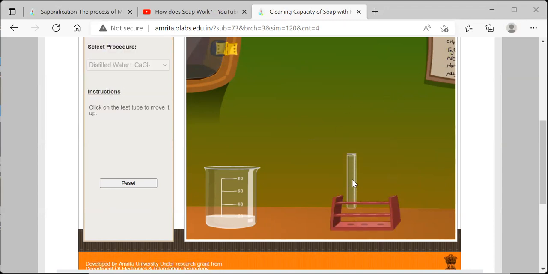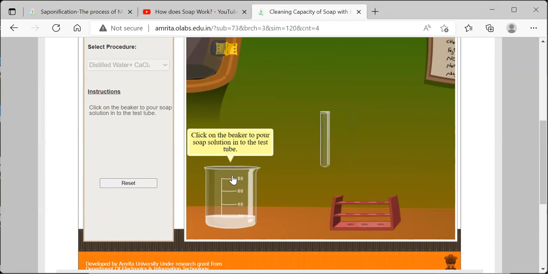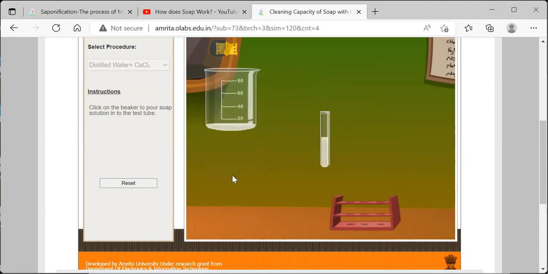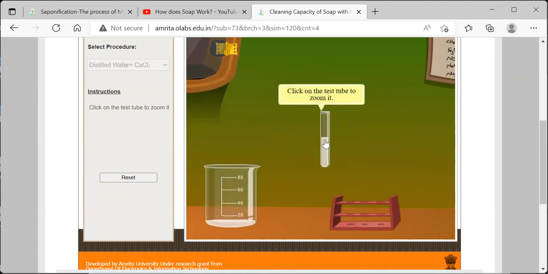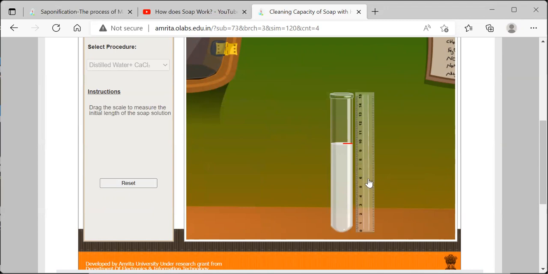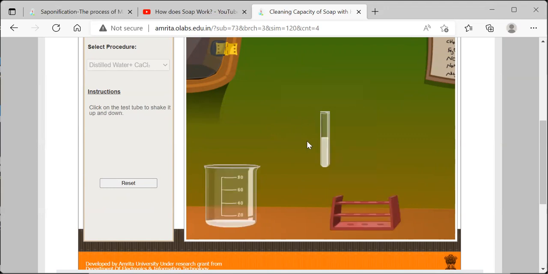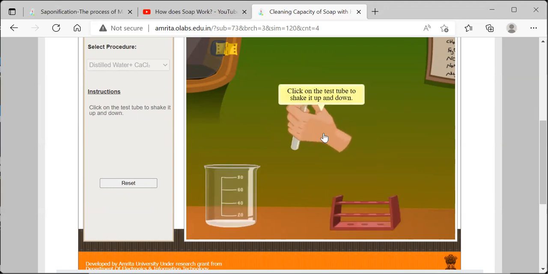We move to the next step. We take our test tube. Some of that solution is poured. When we look at it, as you can see, we start at 10 centimeters. Then the test tube is shaken.